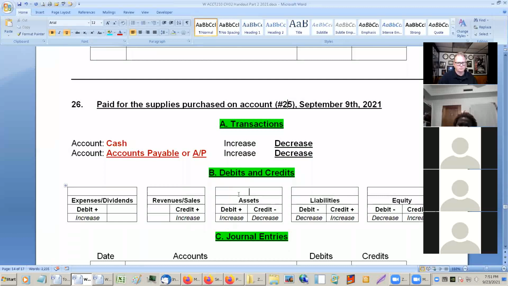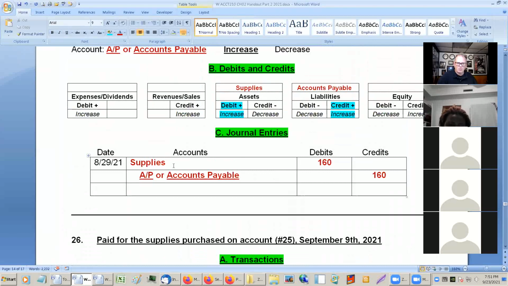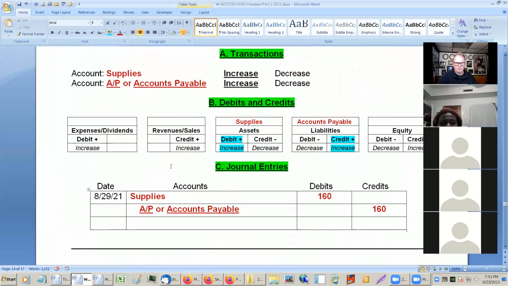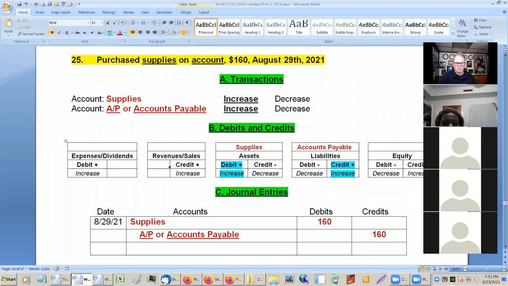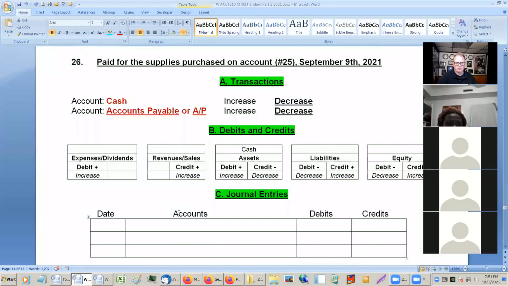So why didn't we do supplies and accounts payable? I mean 26, we purchased supplies. So why didn't we do supplies and accounts payable? We did cash and accounts payable. We got supplies. Not 26, this one. Paid for the supplies.